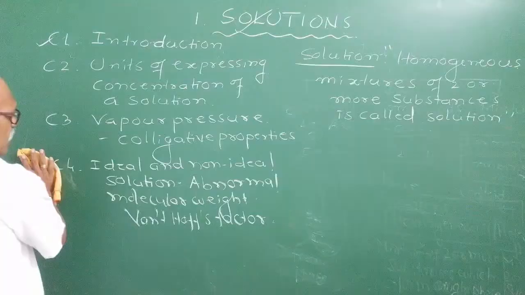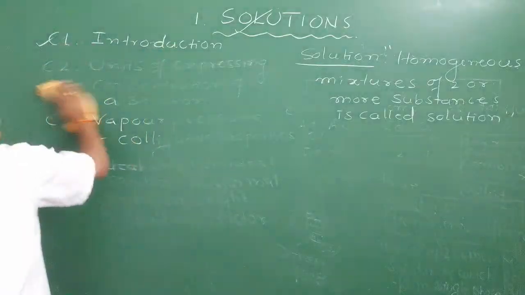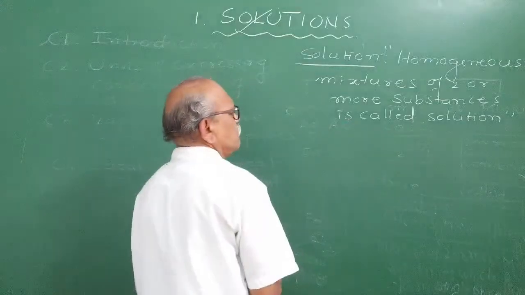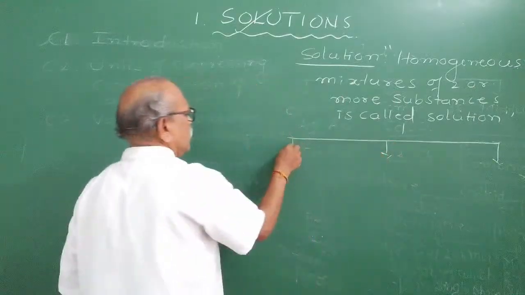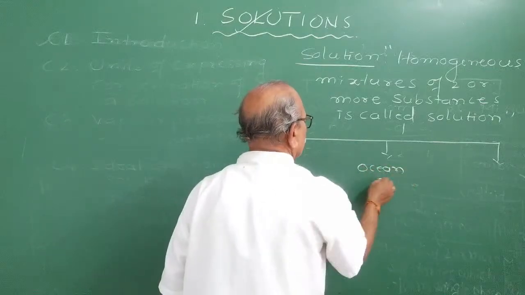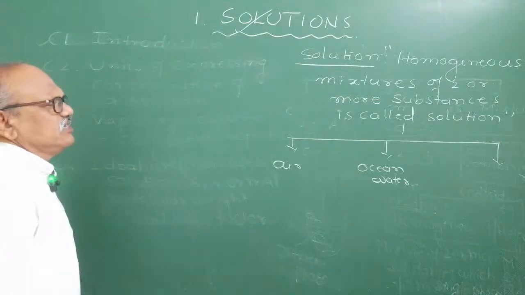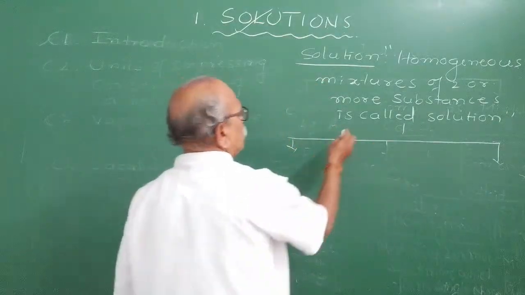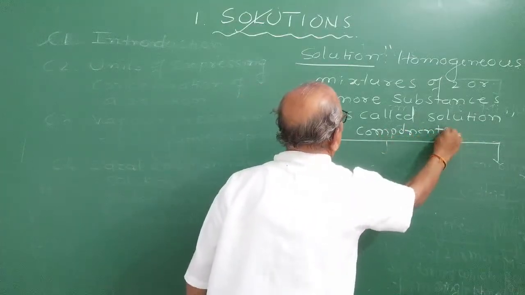Generally, a solution will have mainly two components. What are the components? Take salt in water. Air is a homogeneous mixture, you know, right? Ocean water is a homogeneous mixture. Many substances are dissolved in it. Mainly, the components of a solution can be classified into two types.